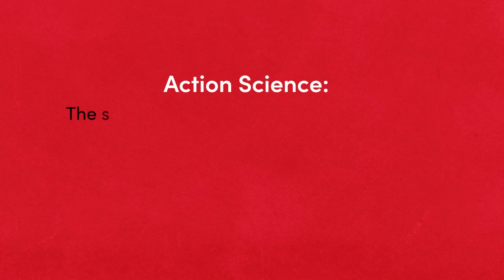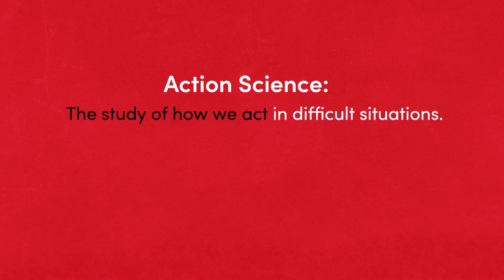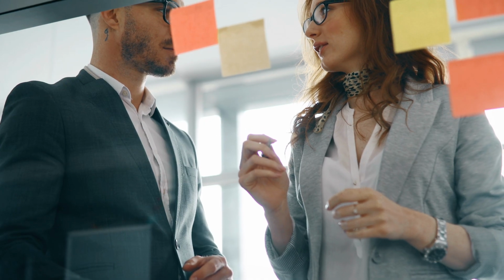Double loop learning, on the other hand, is a part of action science, the study of how we act in difficult situations. Individuals and organizations need to learn if they want to succeed or even survive. But few of us pay much attention to exactly how we learn and how we can optimize the process. Even smart, well-educated people can struggle to learn from experience.